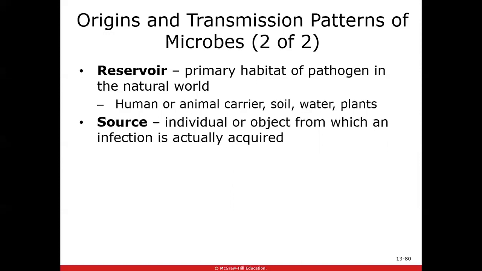So a lot of diseases have a reservoir. They are in certain areas, and that's where they kind of grow. And they don't necessarily cause an infection because they're not exposed to the different hosts that they're waiting for. But they sit and they wait, and they're in reservoirs. Then you'll have the source, the individual or object from which an infection is actually acquired. Okay.